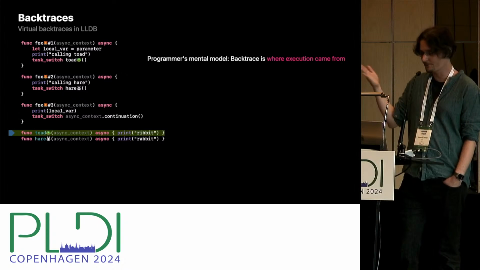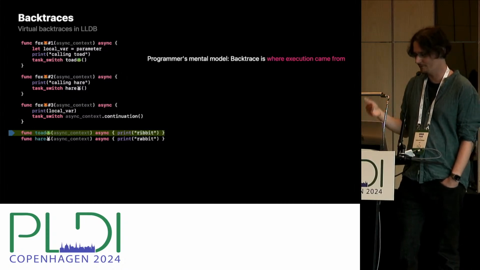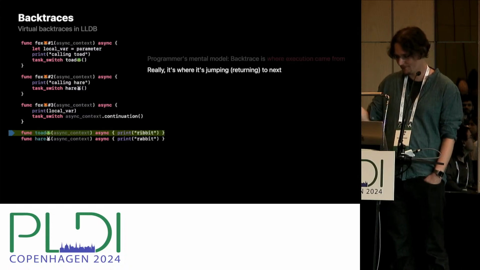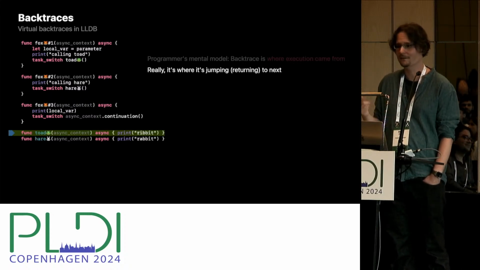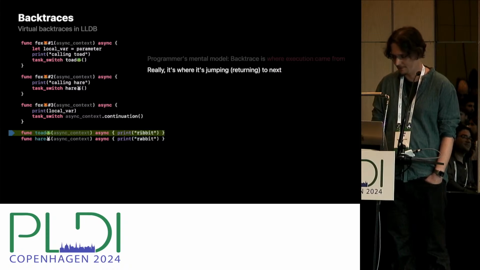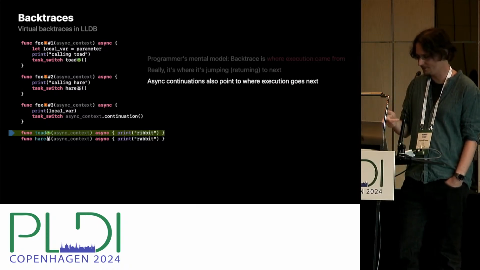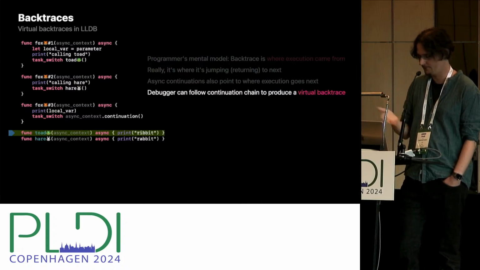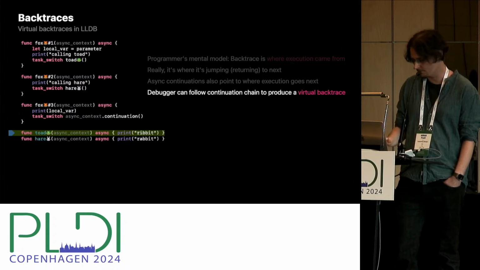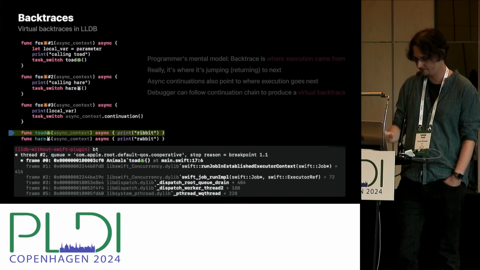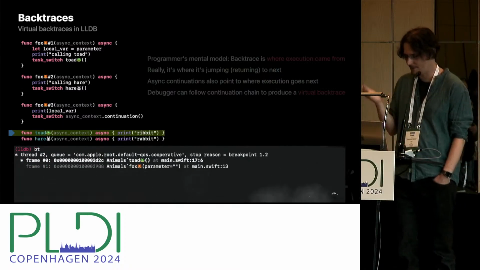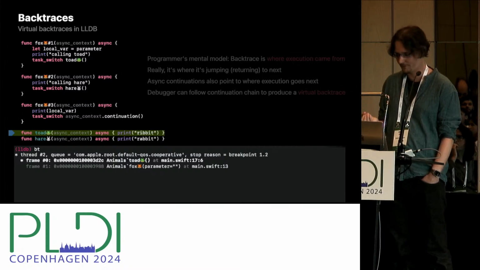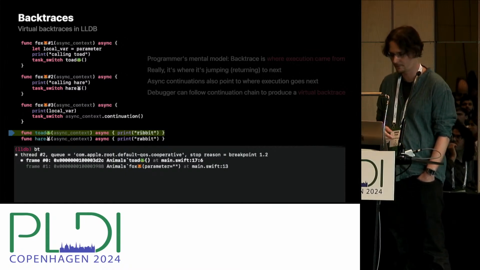Now, the programmer's mental model was that the backtrace should tell them where the execution came from. But if you think about how it's generated by following the return addresses on the stack, it's really telling us where execution is going to next. Aha, but aren't async continuations also pointing to where the execution goes next? So, a smart debugger can follow the continuation chain to produce what we call a virtual backtrace, to turn this into this. And that's exactly what we do in LLDB to produce a backtrace that matches the abstraction level of the programming language and the intuition of the developer.